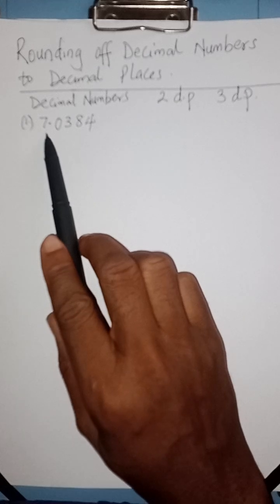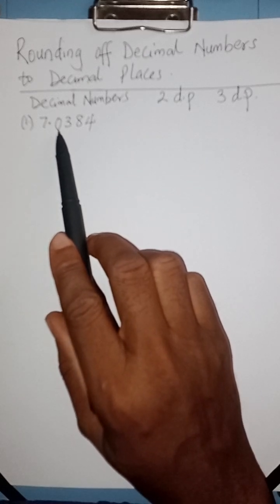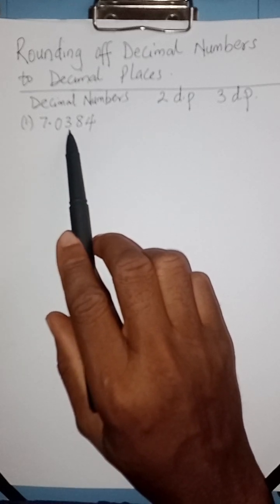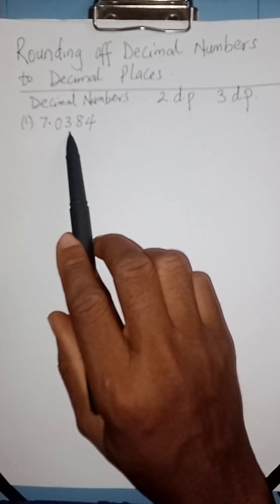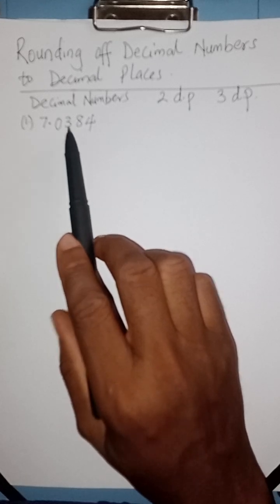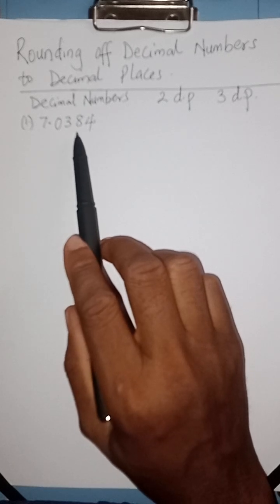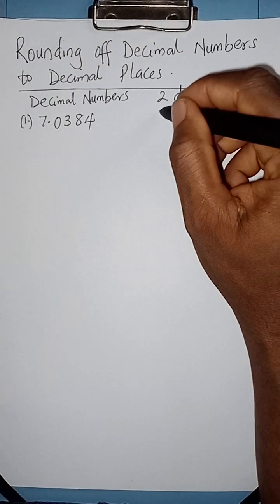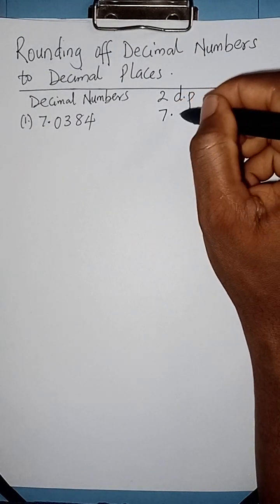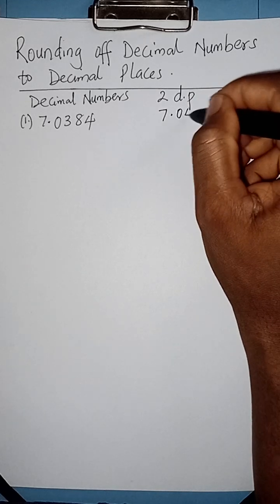Now, my answer will be 7.03. Before writing this as 7.03, I have to check the digit after 3. So the question now is, is it greater than 4? Yes, and that's 8. So I round up. My answer becomes 7.04.